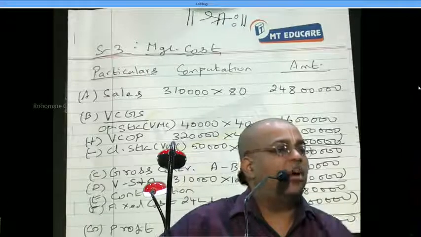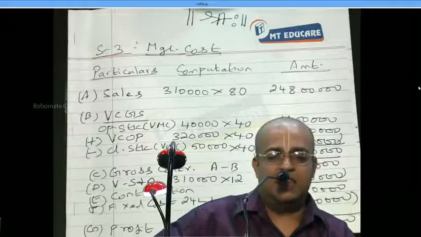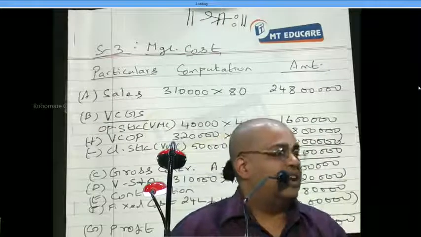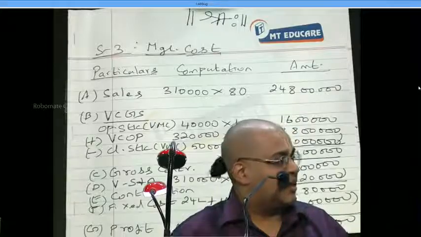Okay. This topic of marginal versus absorption costing has now been completed. Can we go back to the standard costing chapter or not?